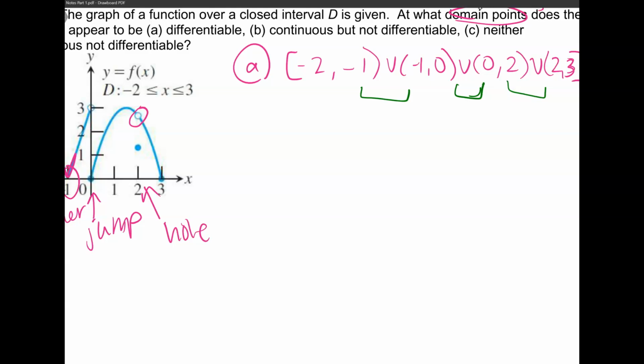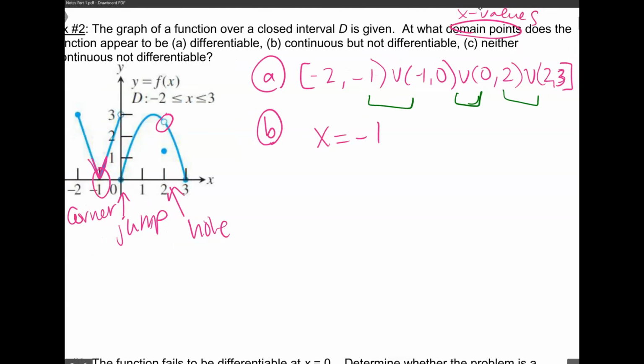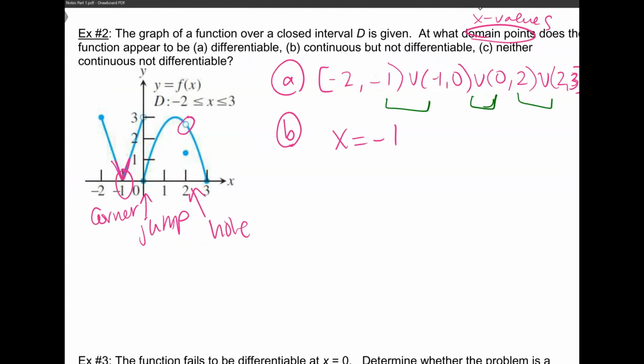Okay, and B, where is it continuous but not differentiable? At x equals -1. There's only 3 points where I can't take a derivative. That's because I had a corner, I had a jump discontinuity, and I had a hole. I literally had a discontinuity as I was traveling on my line. So, where's the place where it's continuous? Heck yeah, right here it's continuous. It goes down and comes back up. But it's not differentiable.